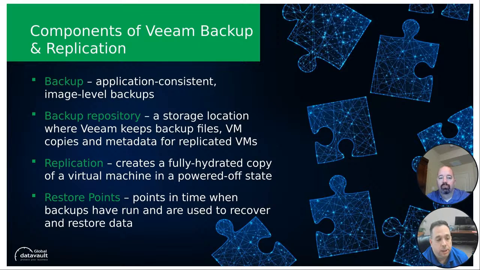The replication portion creates a fully hydrated copy of the virtual machine in a powered off state. What we mean by that is whenever we run a replication job, it creates a snapshot from your hypervisor. It uses Veeam as a transport, and then it transports it to a hypervisor on the global data vault side in a powered off state. So if you were ever to need to fail over, let's say you lose one server, then you could just go ahead and fail over now, but we'll get into the more specific details of that a little bit later.